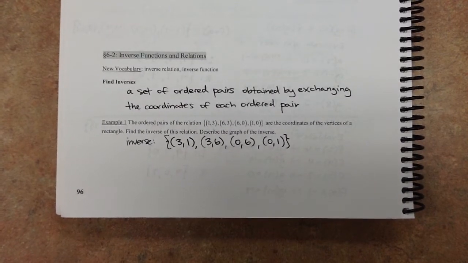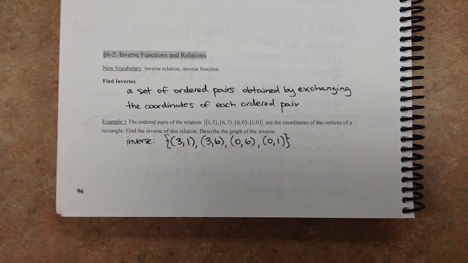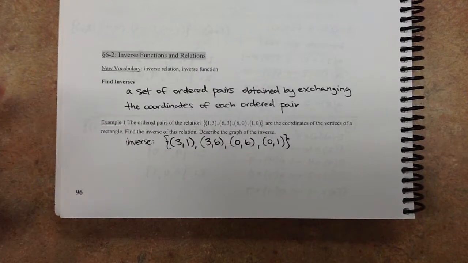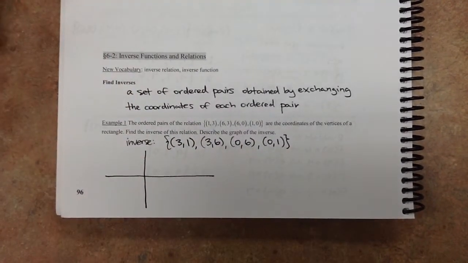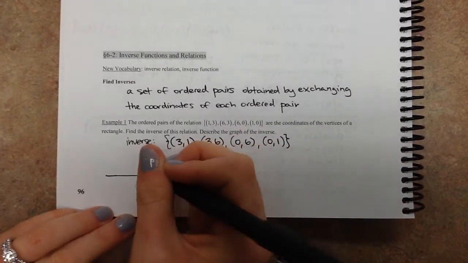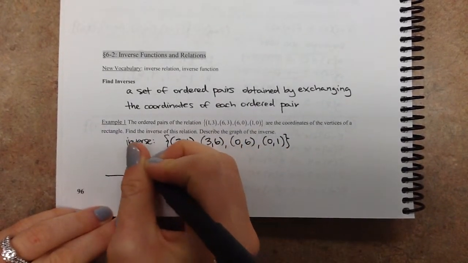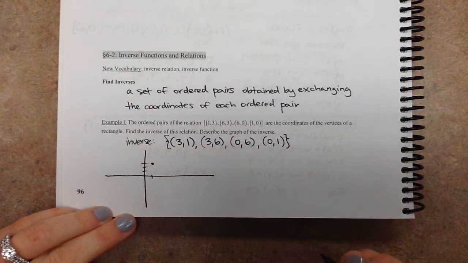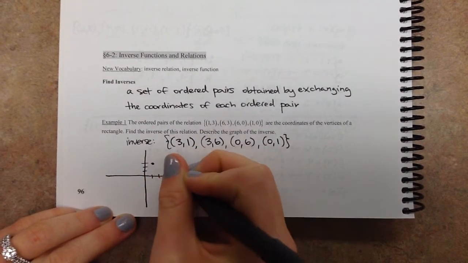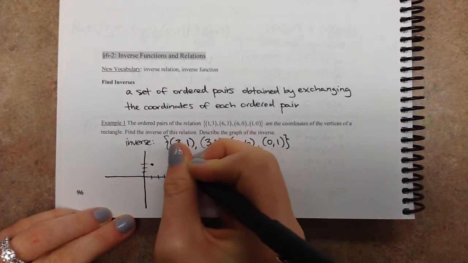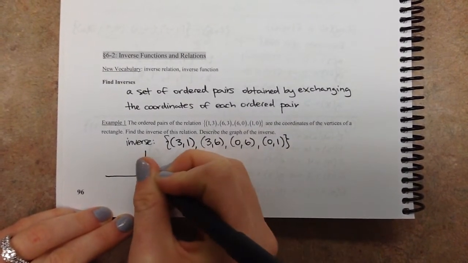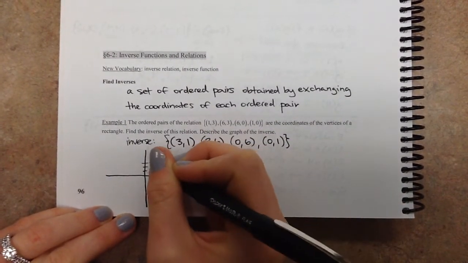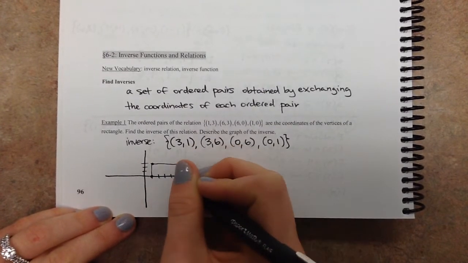We formed an inverse. So what we're going to do is plot them really quickly. So it says these form the coordinates of the vertices of a rectangle. So we're going to plot those, and then we're going to plot the inverse just to show how they relate to each other. So 1, 3 is right here. We've got 6, 3. It's right here. 6, 0, and 1, 0. So this was the original rectangle that those 4 points plotted.